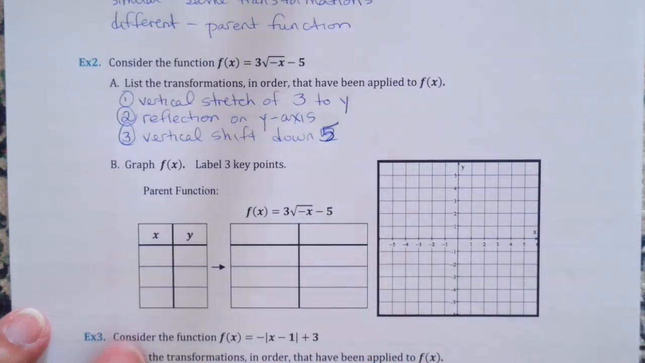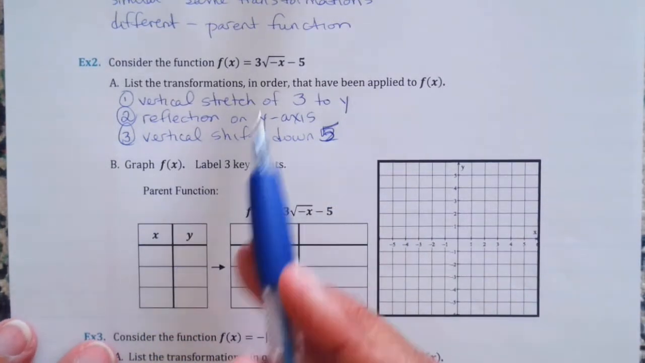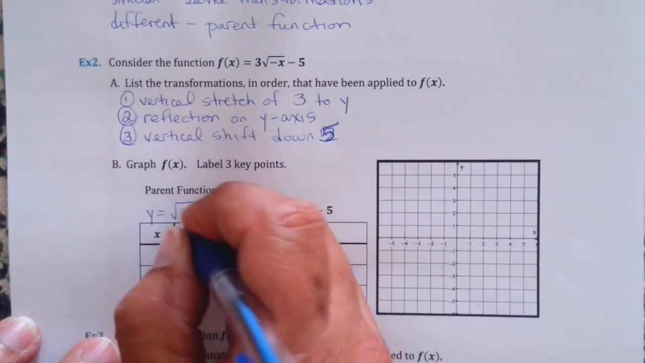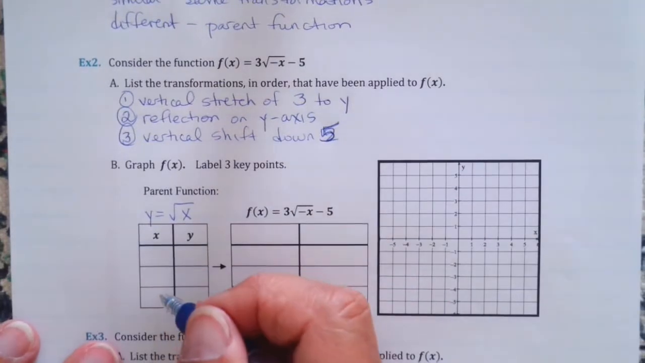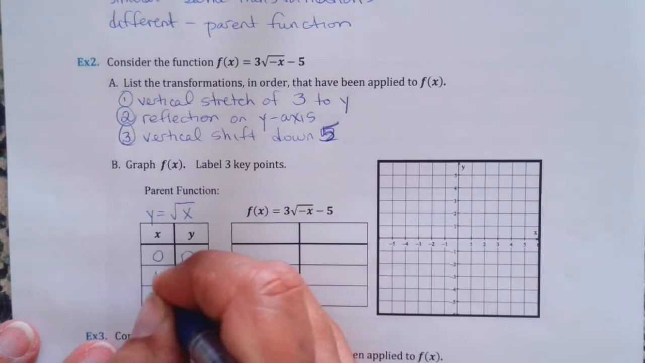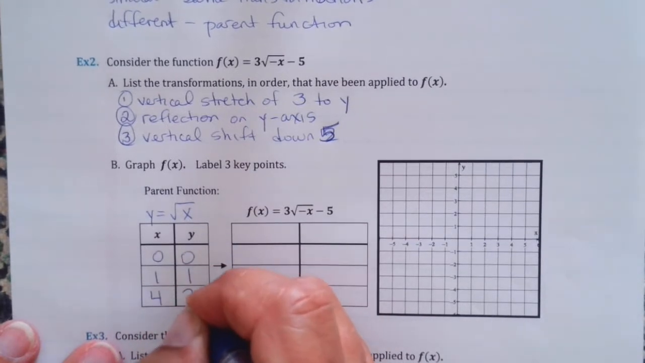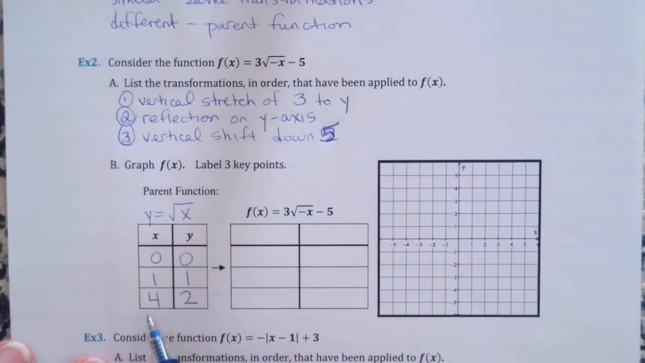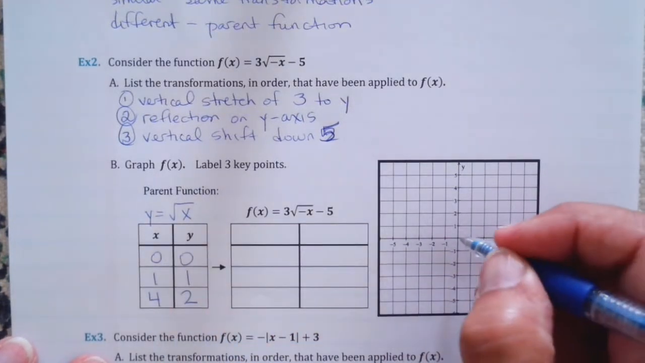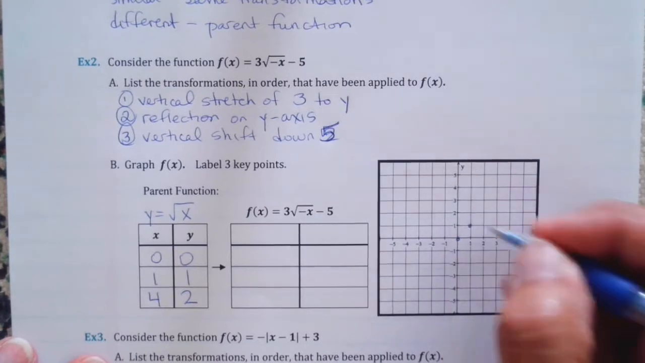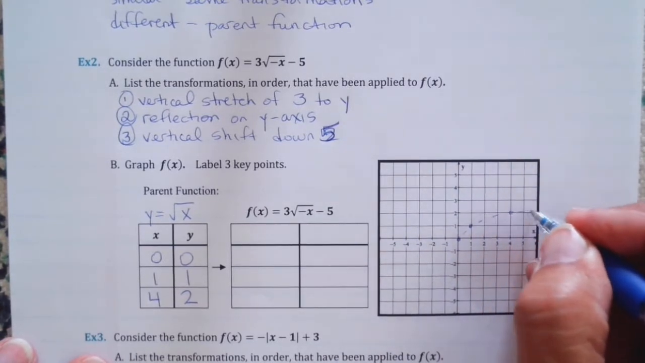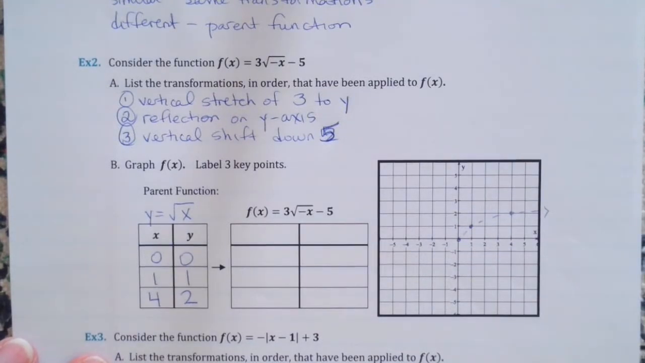All right, so now the parent function. What is the parent function of this graph? That would be y equals the square root of x. So let's pick a couple points that we know on that: 0, 0, 1, 1, and 4, 2. Finally got that right. So take the square root of those. So those are the parent. So I'm going to just dot that in: 0, 0, 1, 1, 4, 2. So here's the parent function. It's not our answer. That's the parent function.